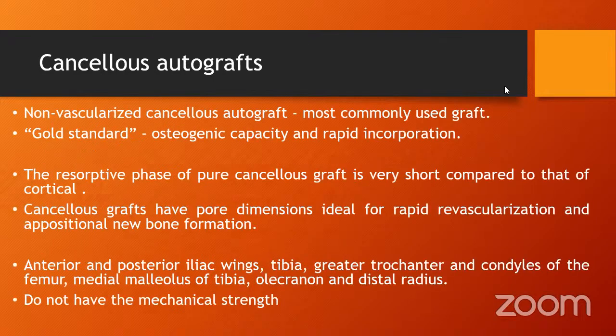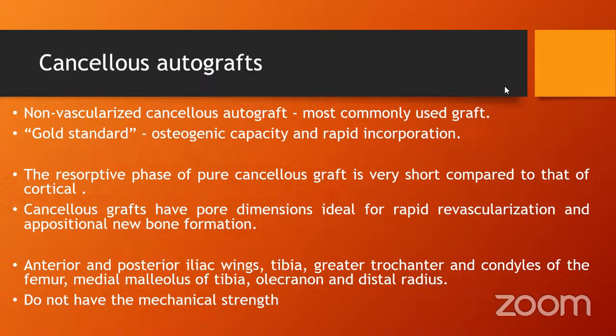Coming to cancellous autograft, we can do vascularized or non-vascularized cancellous autograft, which is the most commonly used graft in our orthopedic practice. And it is considered the gold standard. Why gold standard? Because it has both osteogenic property and good rapid revascularization property. The resorptive phase of the cancellous autograft is very short compared to cortical graft. Why? Because it has good pore size, which helps rapid revascularization.